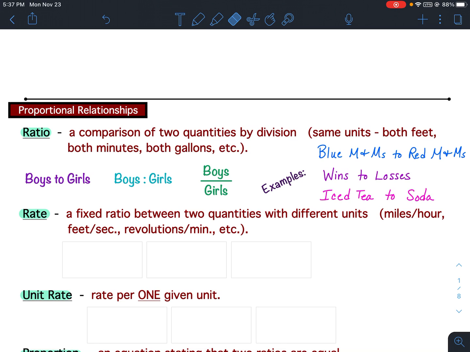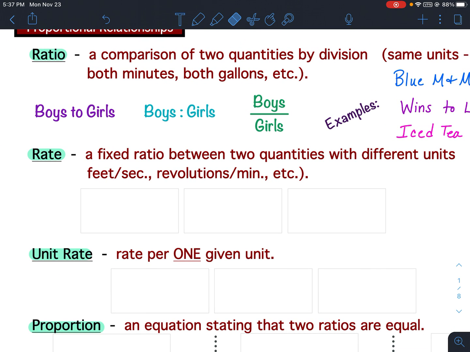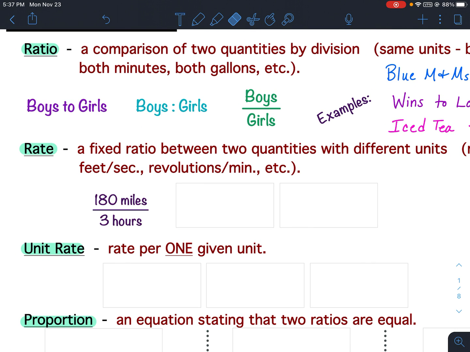Now, a rate is a fixed ratio between two quantities with different units, like miles and hours, feet and seconds, revolutions and minutes. All right, so I'm going to give you 3 examples of rates. Okay, the first one would be 180 miles in 3 hours. So I traveled 180 miles in 3 hours would be a rate.